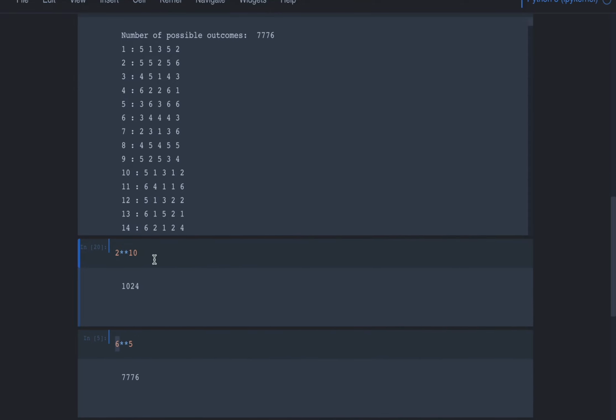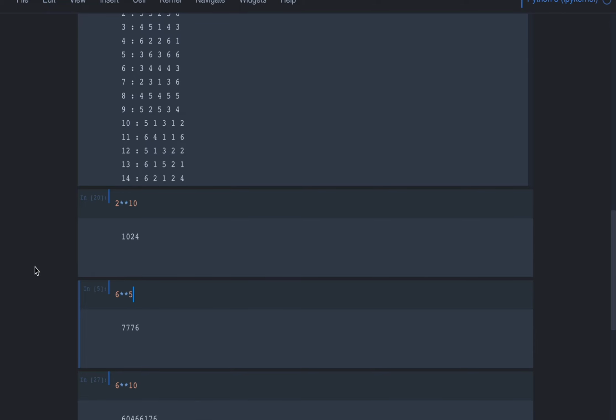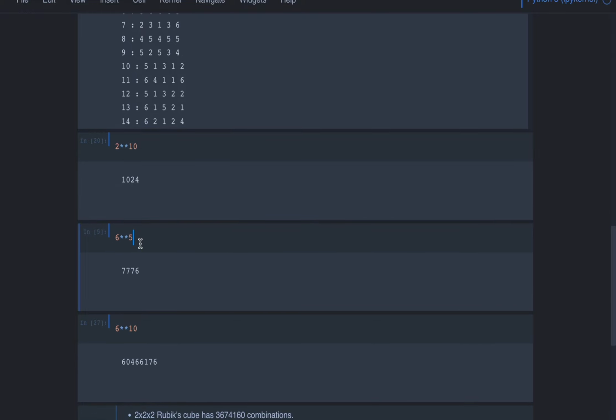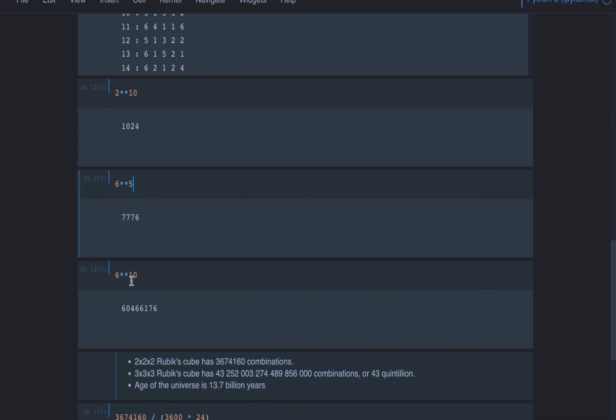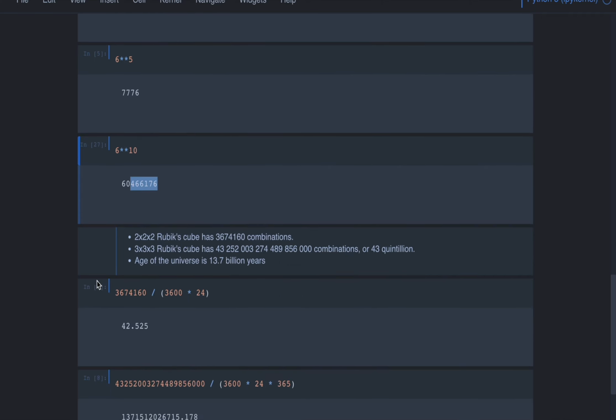So similar to the coins, for the dice also, the possible outcomes grow as 6 to the power of the number of dice, right? So when we have 5 dice, it is 6 to the power 5, which is 7,776. Now let's imagine we are rolling 10 dice at the same time. The possible outcomes would be 6 to the power of 10. This is already 60 million.